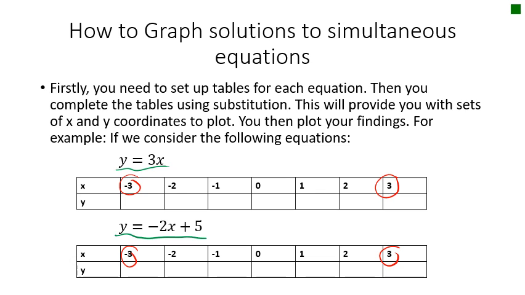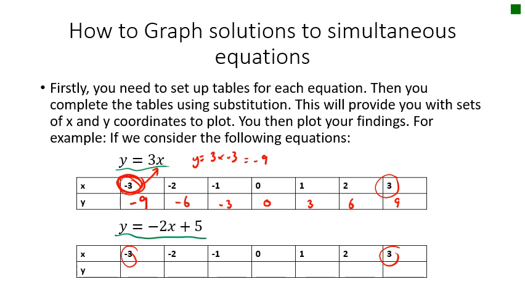So the first thing we're going to do is substitute our x value, in this case minus 3, into our equation. If we substitute our x into our equation, then our y value is going to equal 3 lots of minus 3, which is going to equal minus 9. So therefore, we can put minus 9 here. We're going to do the same for the rest of our spots on our table. So we'd end up with minus 6, minus 3, 0, 3, 6, and 9.